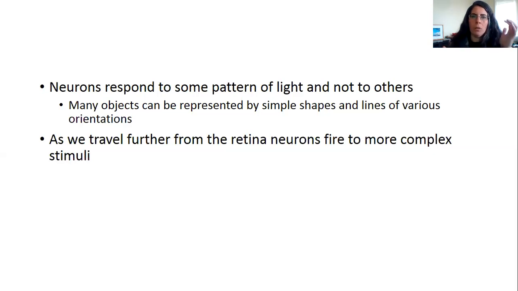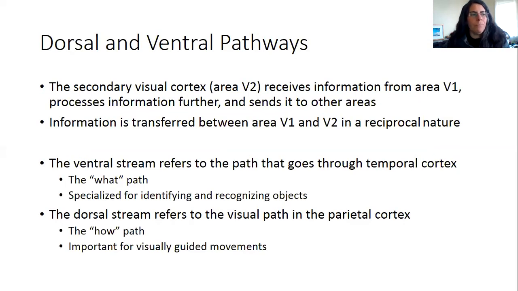As we move along in the pathway for processing information, neurons are going to fire to more complex stimuli. Okay, so we have area V2, the secondary visual area, that receives information from V1. V1 and V2 are going to send information back and forth to one another.